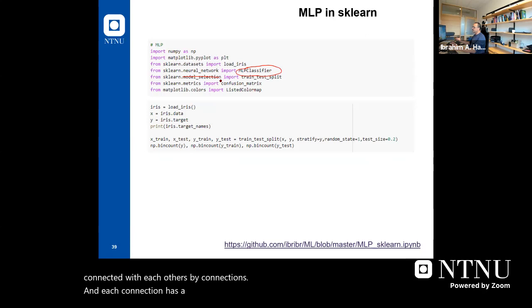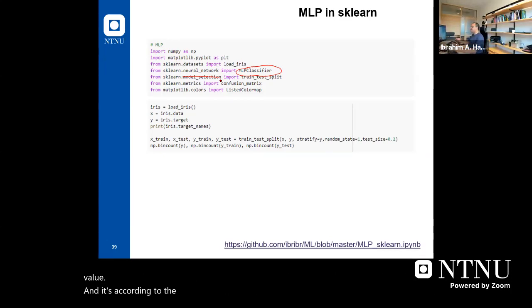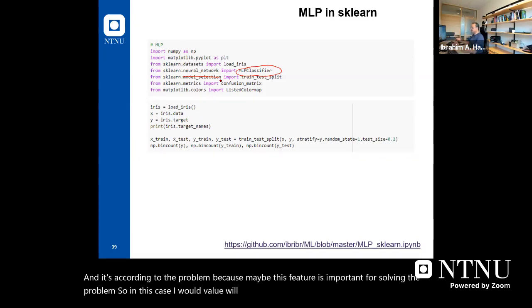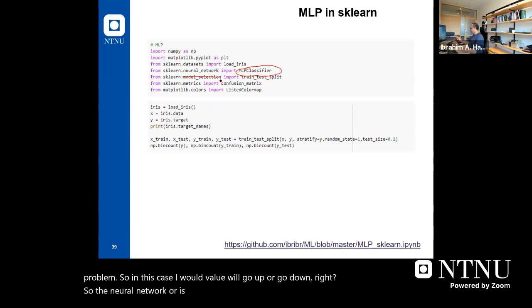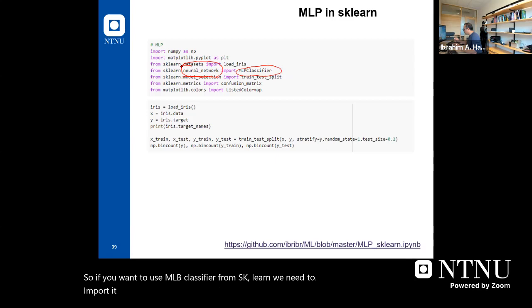This weight value represents the importance of the signal or the input value, for example. It could be a large value, it could be a small value. It depends on the problem, because maybe this feature is important for solving the problem. So in this case, the weight value will go up or go down, right? The neural network or the optimizer will decide this. So if you want to use MLPClassifier from sklearn, we need to import it from sklearn.neural_network.